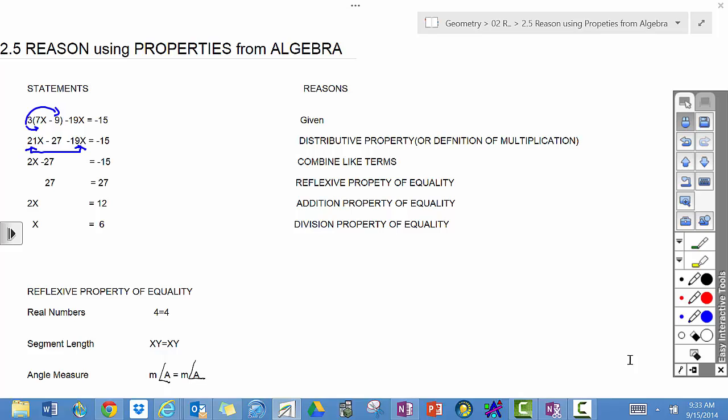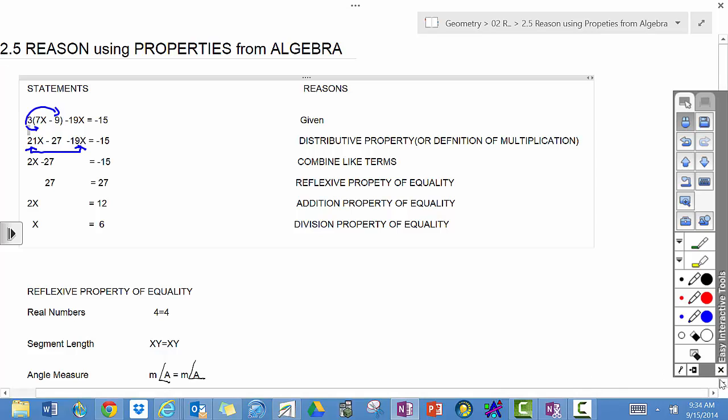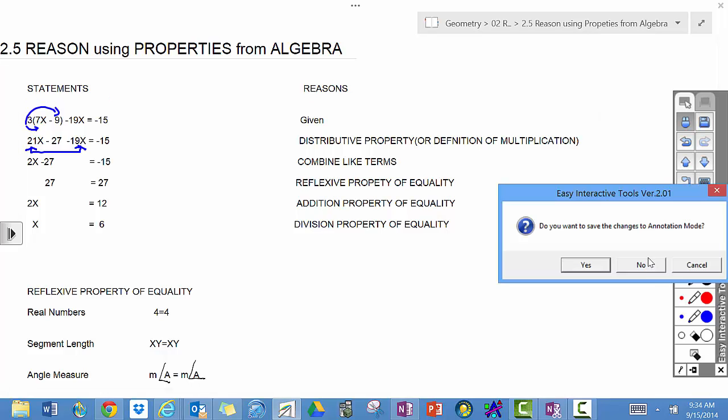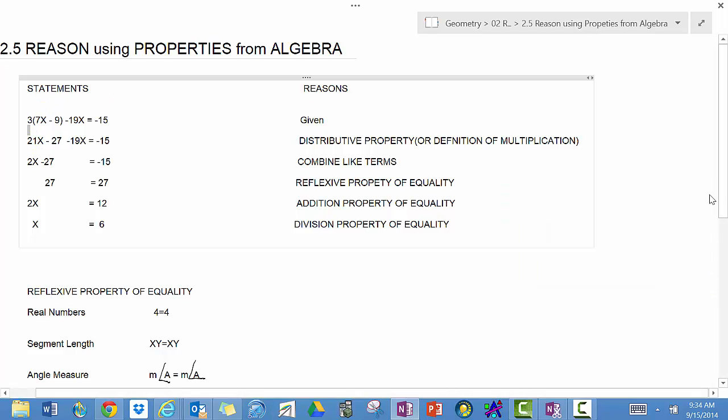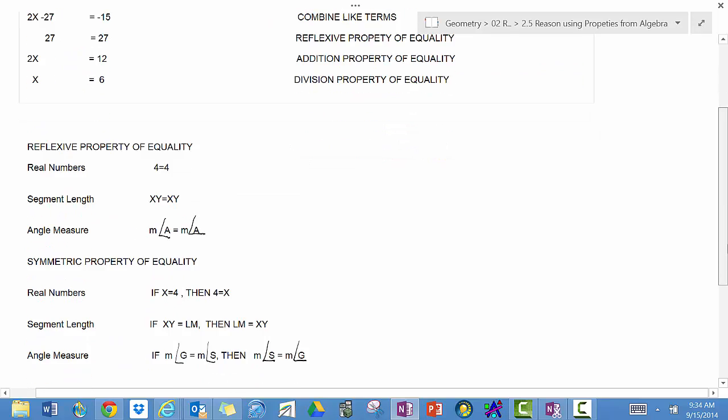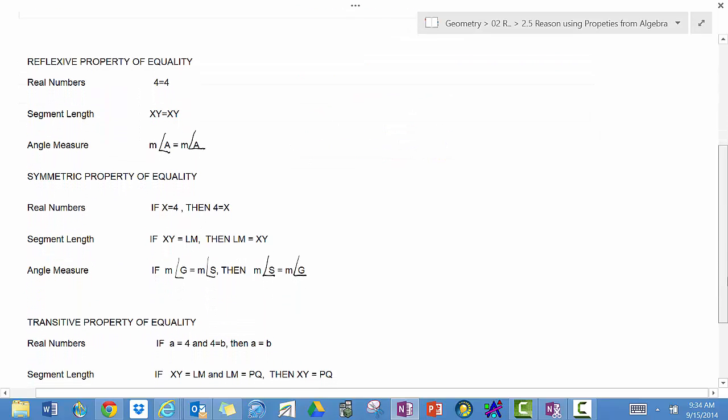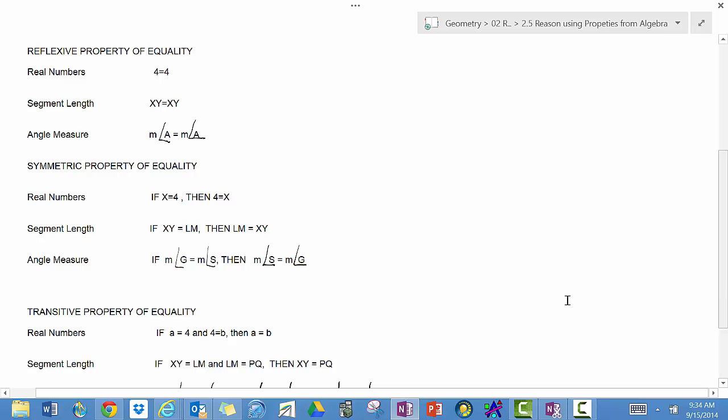Let me see if I can get this to go up or down. Okay, here we go.